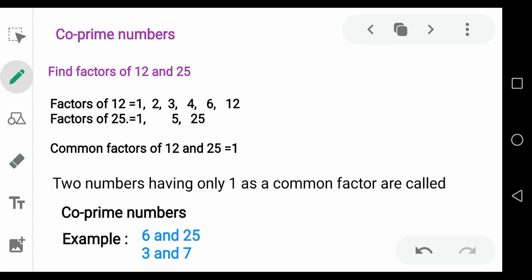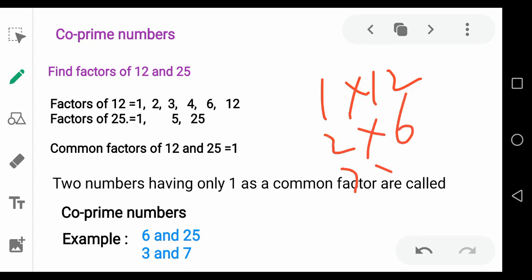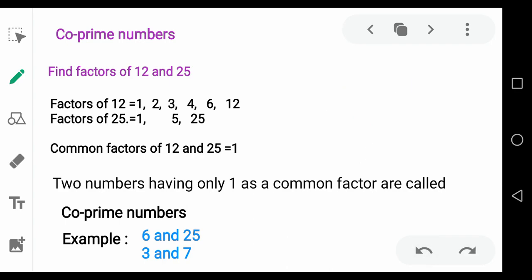How will you find the factors of 12 and 25? Same way. 12, we have to write it as 1 into 12. Then what will you write? 2 sixes are 12. Then 3 fours are 12. Then, so what are the factors? 1, 2, 3, 4, 6 and 12. These are the factors I have written here. Then what you have to do is you have to find the factors of 25. Same way you have to write. So what are the factors of 25? Factors of 25 are 1, 5 and 25.